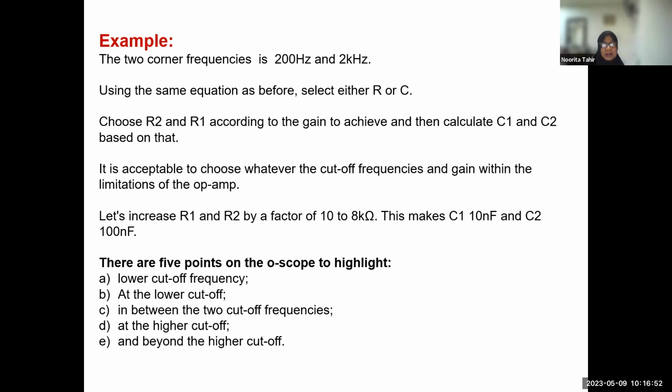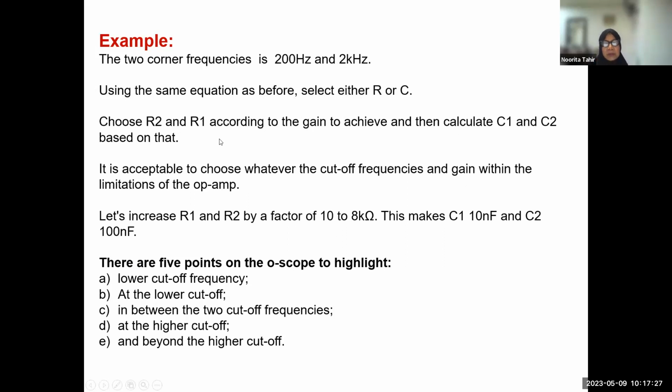We are going to see one example where we require 2 corner frequencies. This is band pass. The lower part we want to be 200 hertz, and the upper part we want to be at 2 kilohertz. Again, using the same equation, we can compute the value of R and C. Normally, we will choose R2 and R1 first based on the gain given to us or the gain that we want to achieve. Only then we calculate the value of C1 and C2.